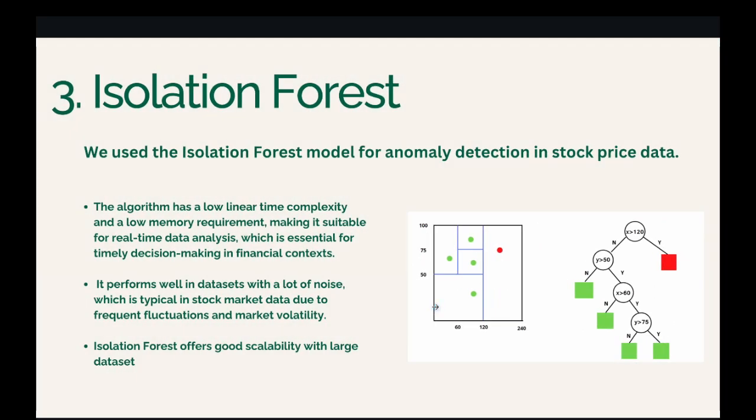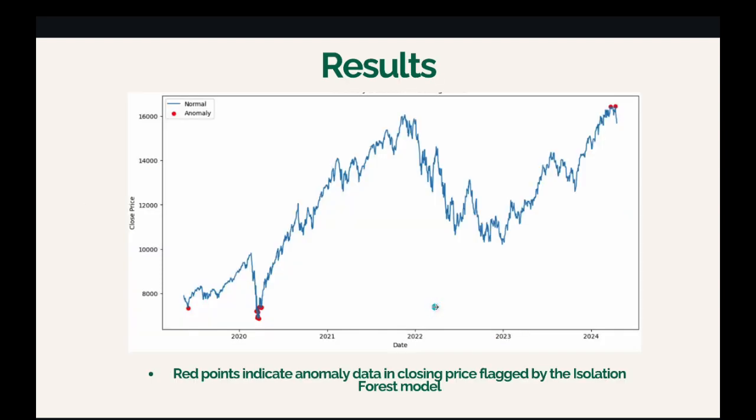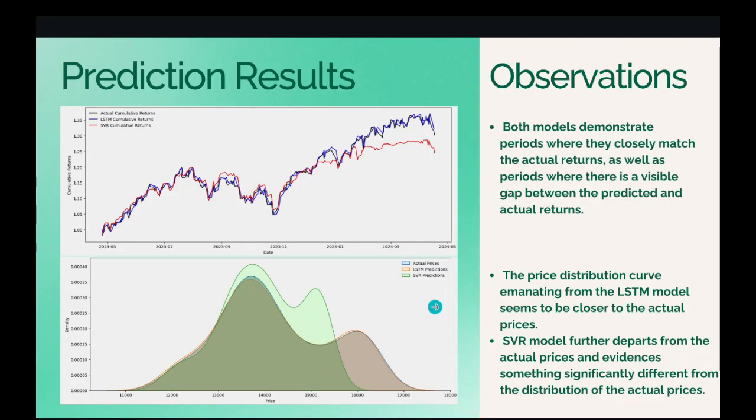Thirdly is isolation forest. We use the isolation forest for anomaly detection in the stock price data. We won't go into much depth, but it has a low linear time complexity and it performs very well in large data sets and data sets with a lot of noise, which essentially represents financial data sets. Now coming to our results, these red points are the anomalies flagged by the isolation forest model.